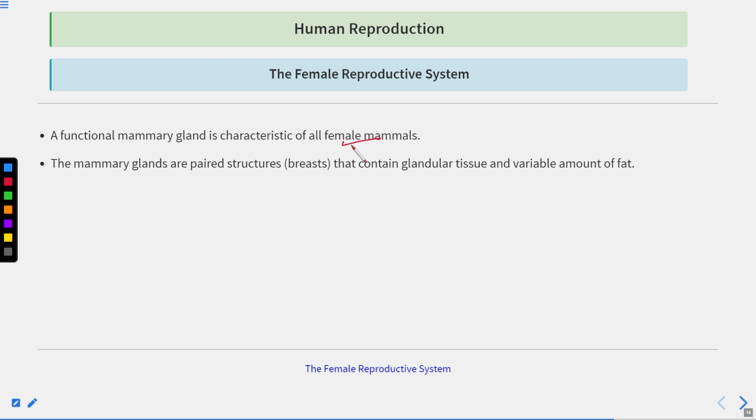Okay, so female mammals consist of the mammary gland. This mammary gland is very important because it produces milk, and this gives nourishment to the newly born. Clear? So humans are mammals, and the female mammal consists of the mammary gland. They are also viviparous. What are viviparous? They give birth to young ones.